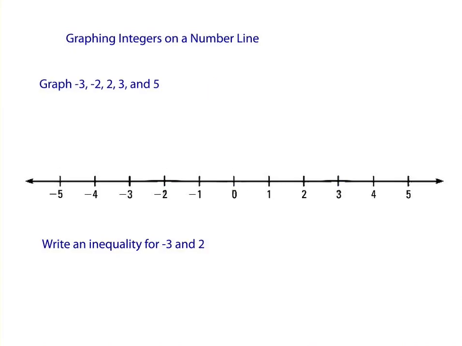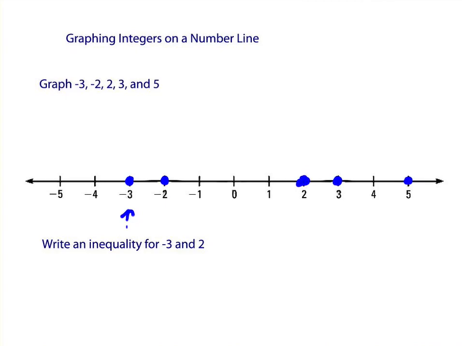This one says graph -3, -2, 2, 3, and 5. And that's what we're going to do here now. So -3 is first, and I'll find it just by locating it right here. So there's -3. Next one's -2. Next one here is 2. And then 3. And then up here is 5.